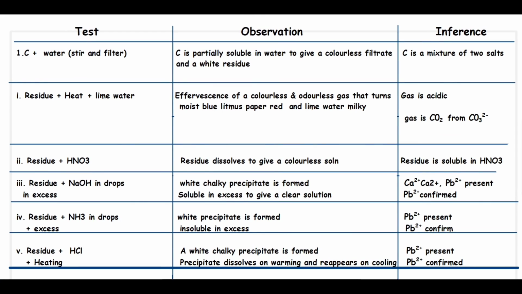The first one here says C plus water, stir and filter. When you add water to C, C will partially dissolve in water to give a colorless filtrate. Take note of this. The filtrate, which is sodium nitrate, is colorless. It will also give you a white residue, which is your precipitate, and that white residue is lead carbonate. So the inference here is that C is a mixture of two salts.